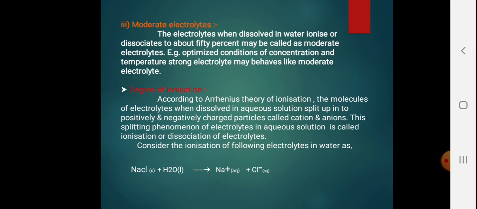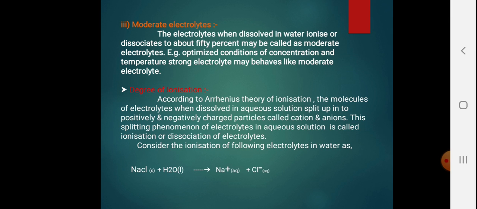Then next we see the degree of ionization. According to Arrhenius' theory of ionization, the molecules of electrolytes when dissolved in aqueous solution split up into positively and negatively charged particles called cations and anions. This splitting phenomenon of electrolytes in aqueous solution is called ionization or dissociation of electrolytes. For example, consider the ionization of the following electrolyte in water: NaCl solid plus H2O liquid gets converted into Na plus aqueous plus Cl minus aqueous.